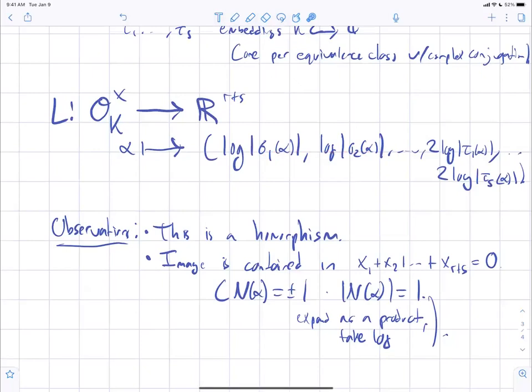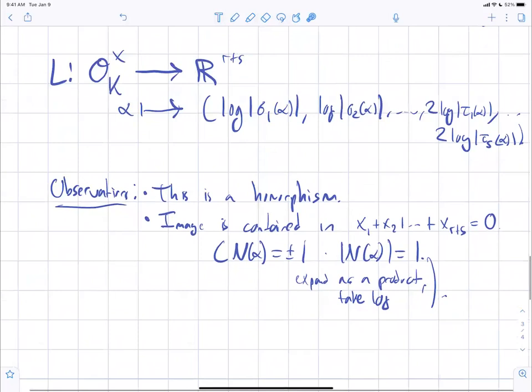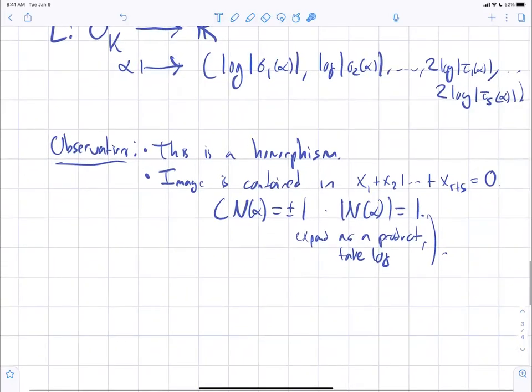R real embeddings, S complex embeddings. So this goes to R plus S. Where this minus 1 is coming from is because we factor through this hyperplane. So instead of mapping to R^(R+S), I can think of this hyperplane as just a codimension 1 subspace. So I'm factoring through it, and mapping to a real vector space of dimension R plus S minus 1.